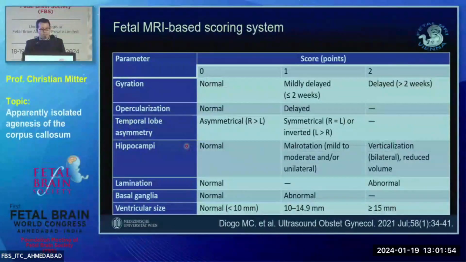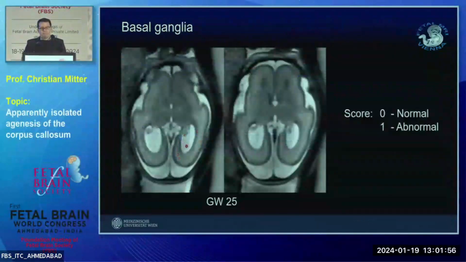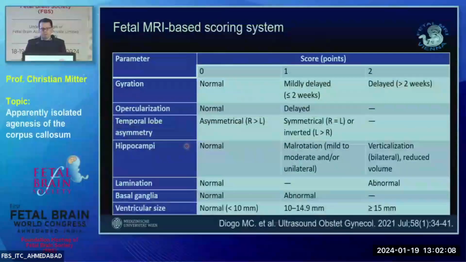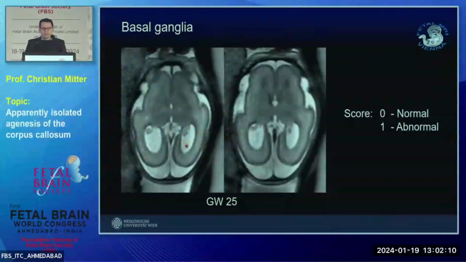So the next feature would be the basal ganglia. Here, basically, you should look at the size of the basal ganglia, whether they are asymmetric, and the signal intensity. And if you notice anything changing from the norm, you should give it 1 point. Also here, comparison to normative standardized brain atlases is very helpful.